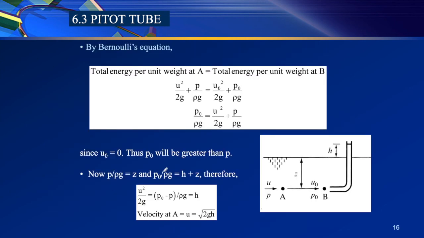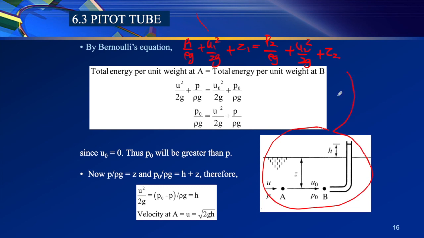So if we want to calculate the total energy at point A and point B, we will use Bernoulli's equation. Bernoulli's equation is P1 over rho g plus U1 square over 2g plus Z1 equal to P2 over rho g plus U2 square over 2g plus Z2. Now, we do not have any Z between point A and point B. We refer to this figure. We do not have elevation Z between point A and point B. Therefore, we remove Z1 and Z2.